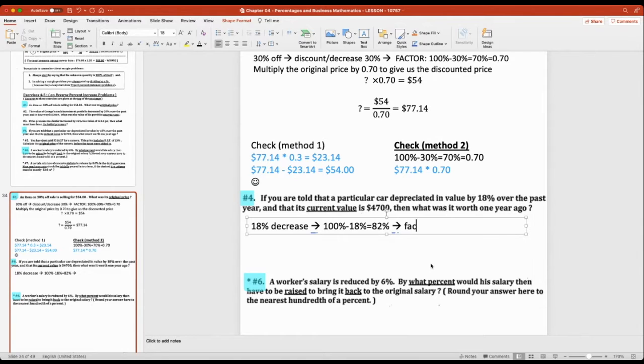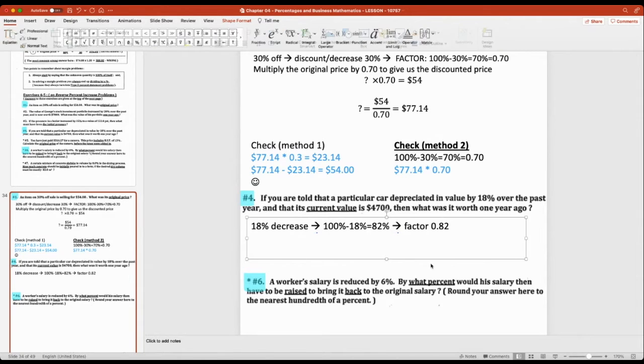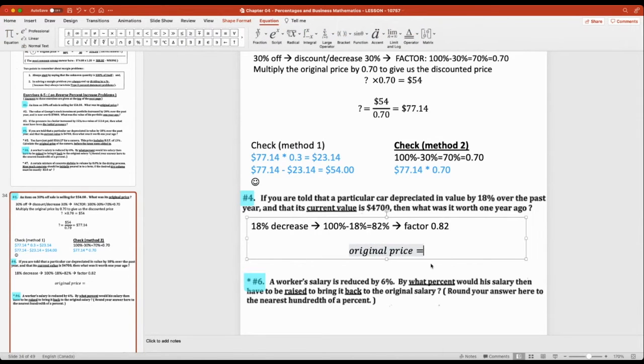So that means that our multiplying factor is 0.82. And then the original price is equal to 4,700 divided by 0.82, which I will... oh, thank you, Oakley, saving me the effort. I like your style, my friends here. 5731.70.